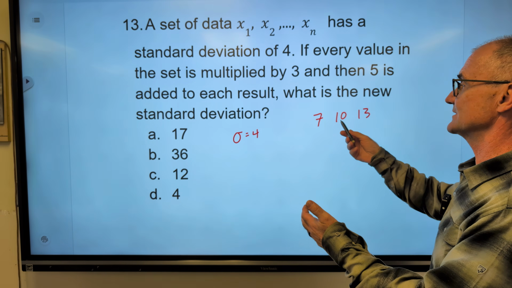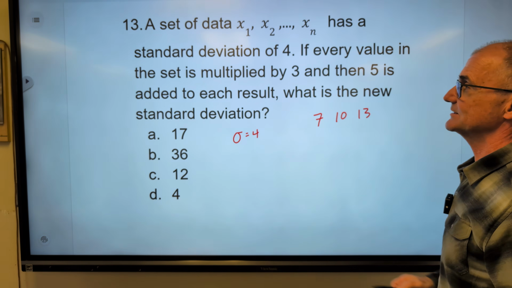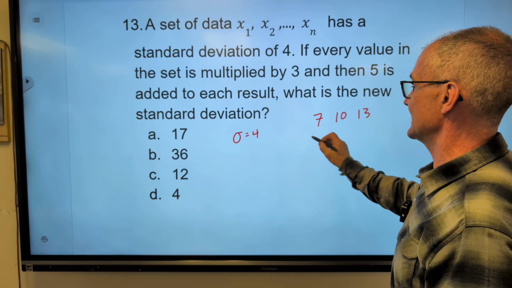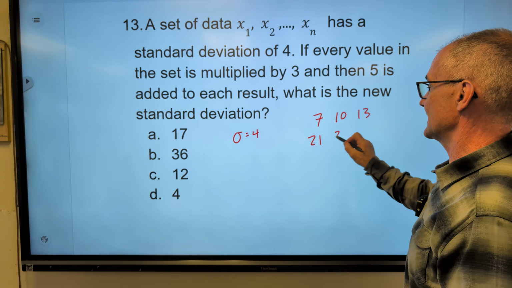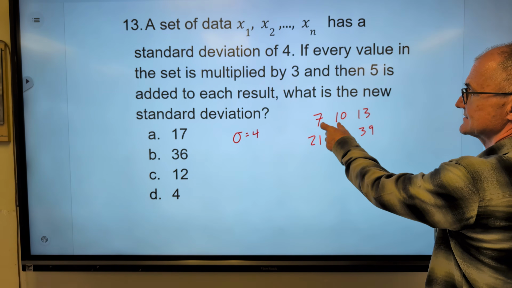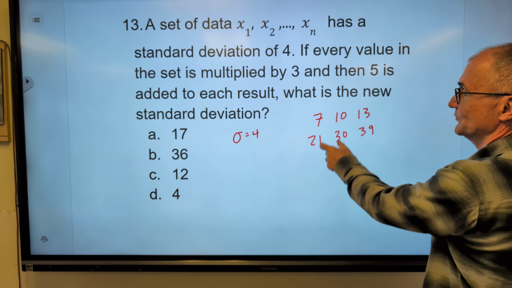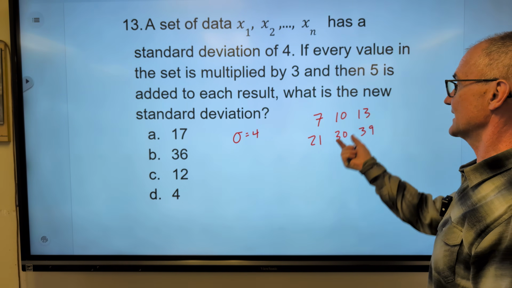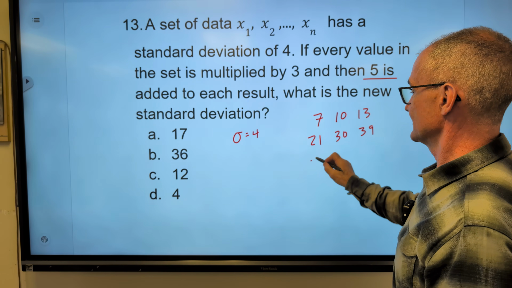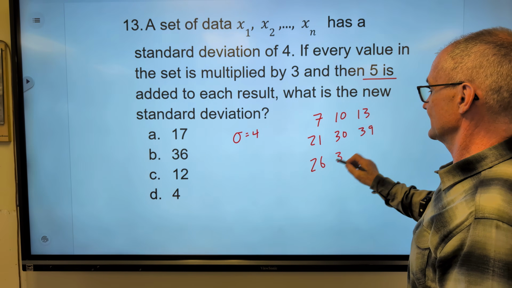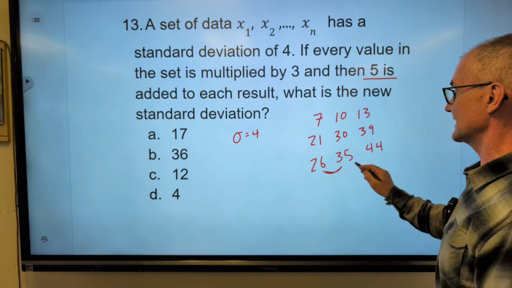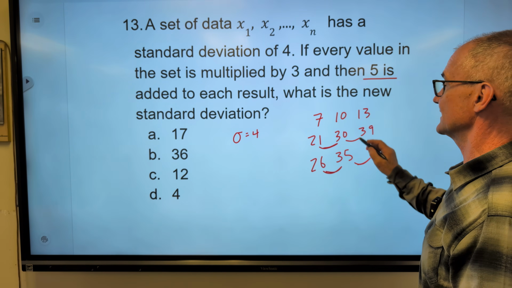This average right here would be 10 with a distance of 3 between them. Every value in the set is multiplied by 3. So this would now be 21. This would now be 30. This would be 39. I can see the distance between them is increased threefold, right? From 3 to 9, from 3 to 9. Now I add 5 to each result. 26, 35, 44. The distance here is still 9. The distance here and here is 9.